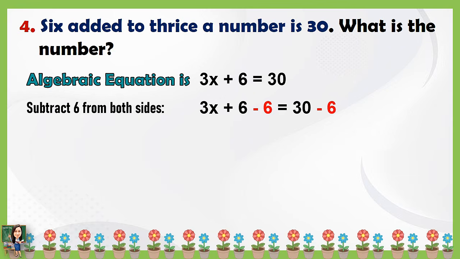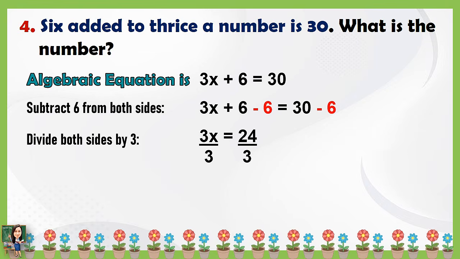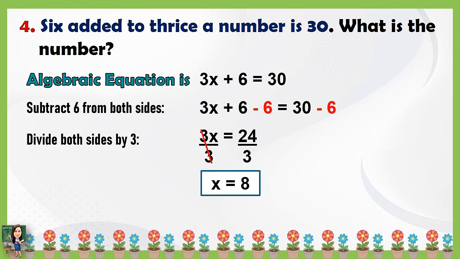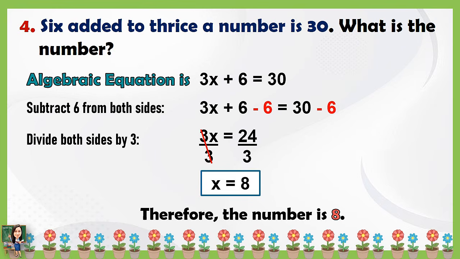3x plus 6 minus 6 equals 30 minus 6. Positive 6 minus 6 equals 0. The remaining is 3x. Then 30 minus 6 equals 24. Divide both sides by 3. Then cancel 3x over 3. The remaining is x. Then 24 divided by 3 equals 8. X equals 8. Therefore, the number is 8.